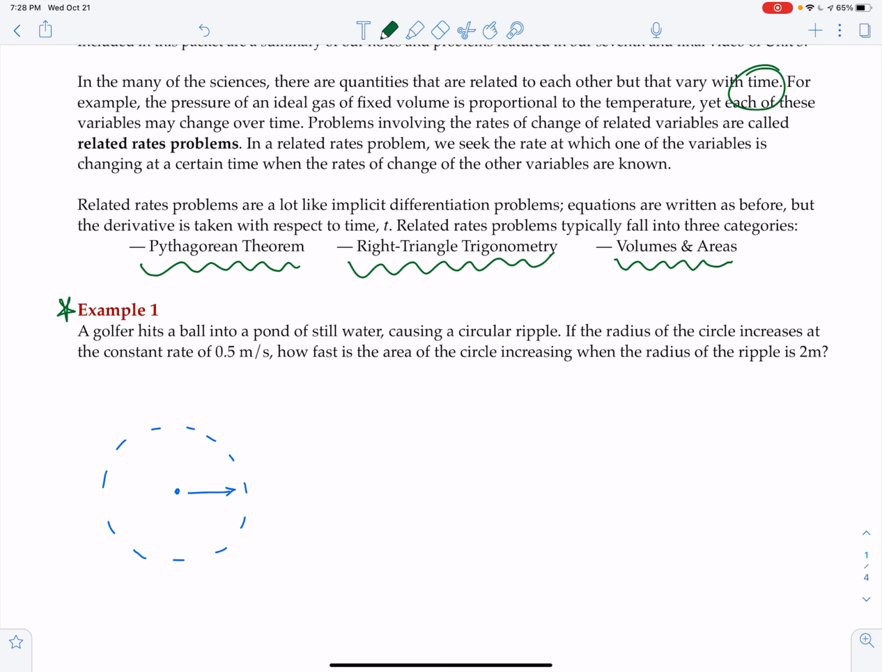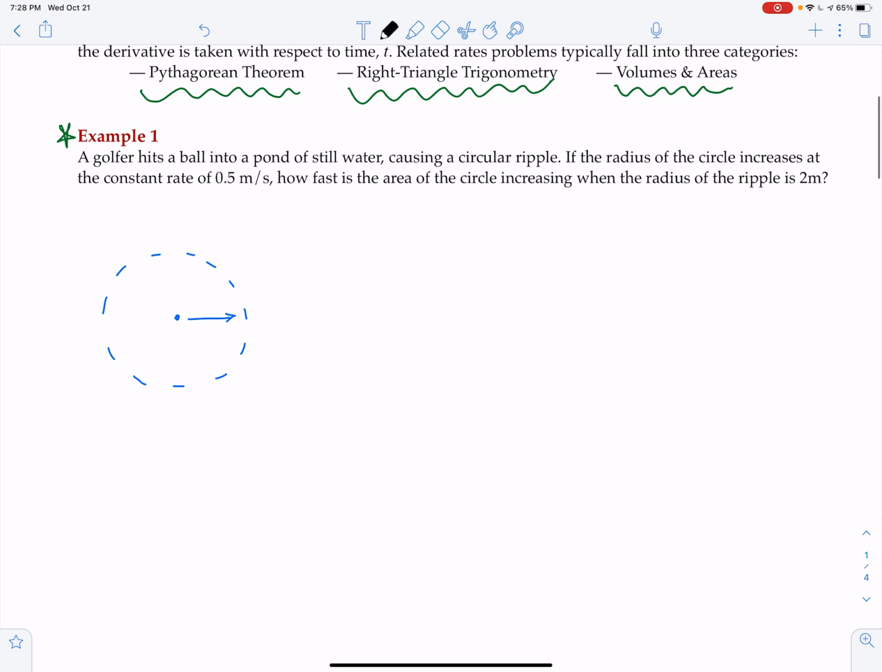So when we look at these problems, we always want to draw a picture and we want to list what we know and what we want to know. So we're just going to literally write the words we know and we want, because sometimes that helps cut through the confusion. What do we know? We know there's a golfer that hits a ball into the pond of still water, causing a ripple. If the radius of the circle increases at a rate of 0.5 meters per second.